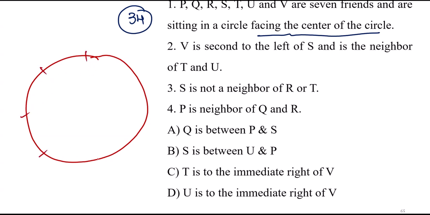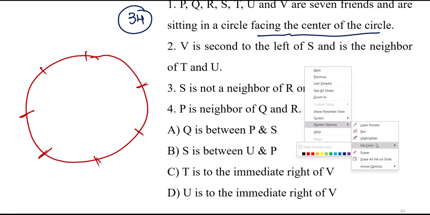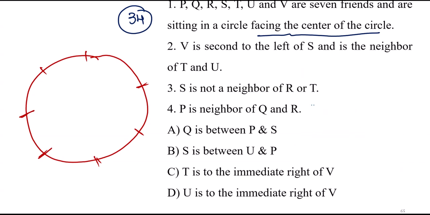So here 4, 5, 6, 7. Now, with the data, what can they actually ask? Which of the following is true, which of the following is false, something like that. We'll check it out. V is second to the left of S and is neighbor of T and U. Okay, V is second to the left of S.